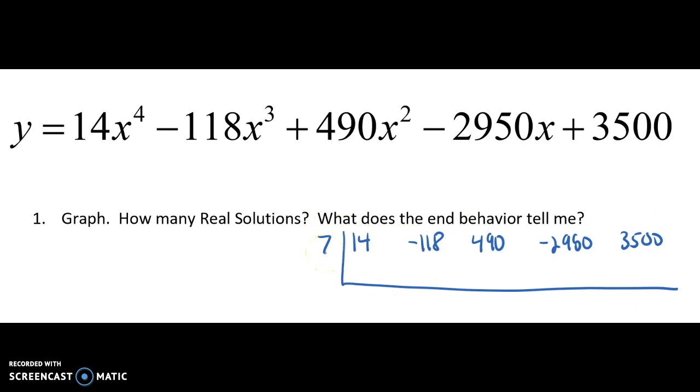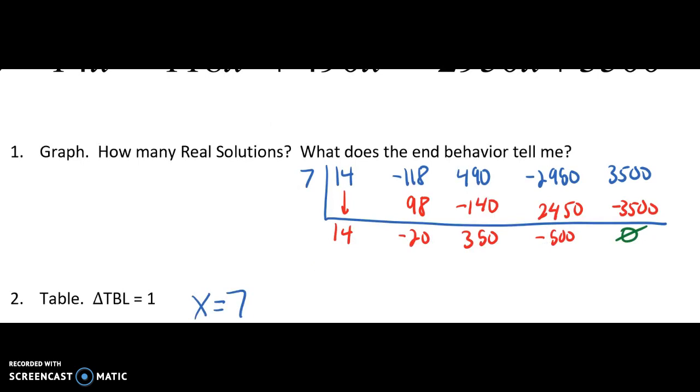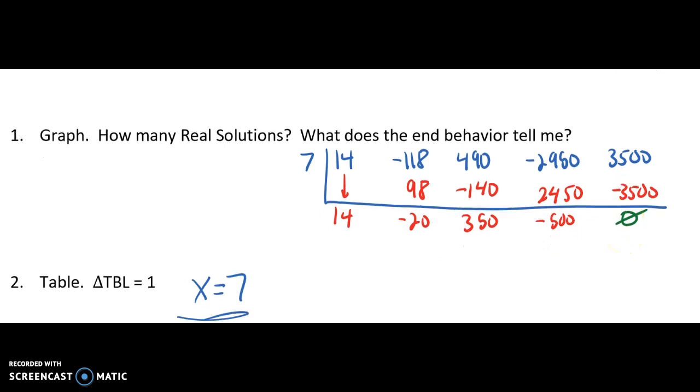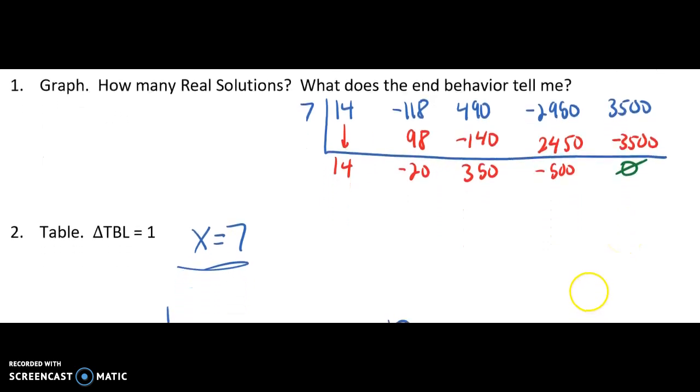I'll go ahead and pause and do this one off camera. So using synthetic division, I got these coefficients at the bottom, and most importantly, we got a 0 at the end that confirms, yes, 7 does work. Now I'll do this process again, and since 10/7 was a solution, we'll put 10/7 on the outside.